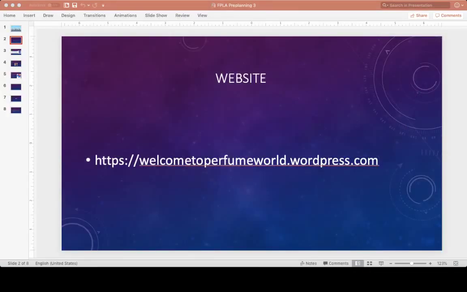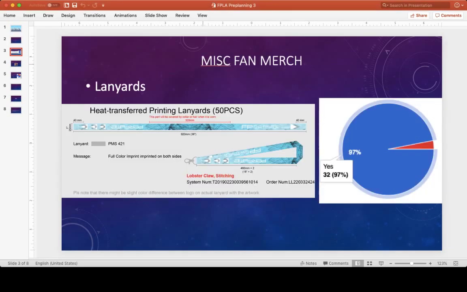Alrighty, so let's move on from the website. Going into the next option, we're going into miscellaneous fan merch. Here's a little statistic on the lanyards. You guys have seen this picture floating around. That's what the lanyard is going to look like. And we are going with the lobster claw. I'm pretty sure everyone has a key ring that they can use or steal from somebody or get really, really cheap. According to our survey, there were 32 people who wanted to take advantage of this.